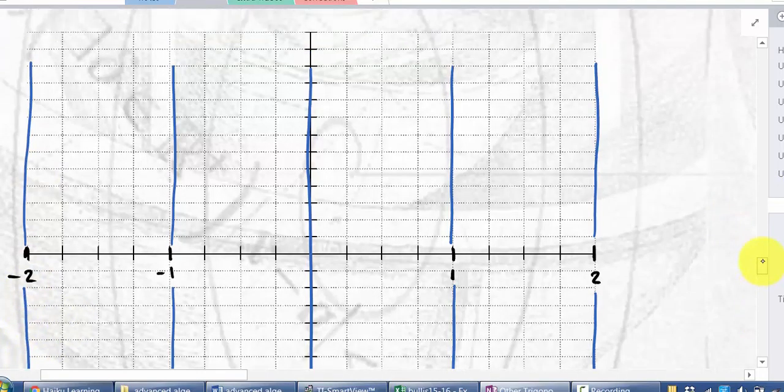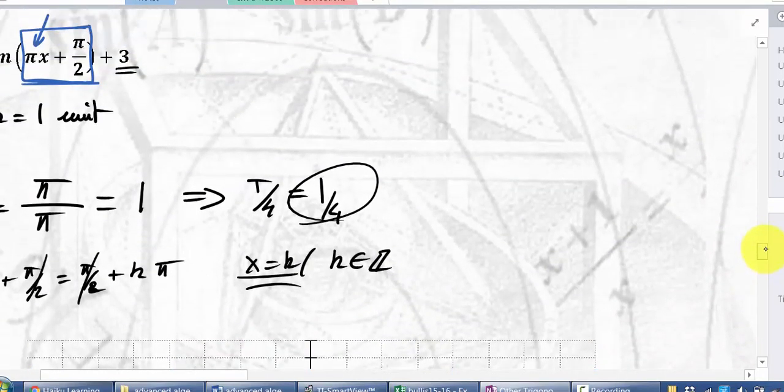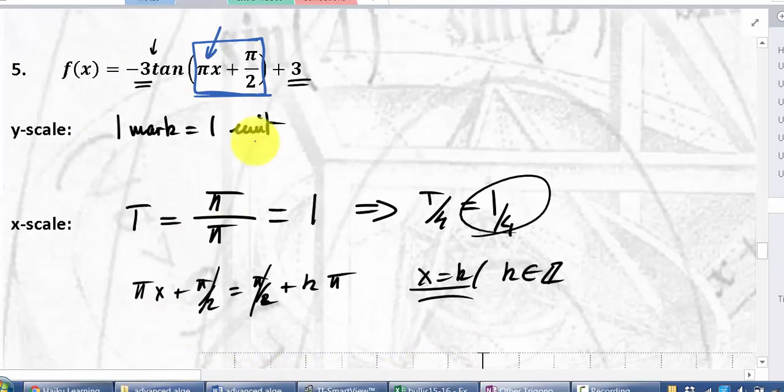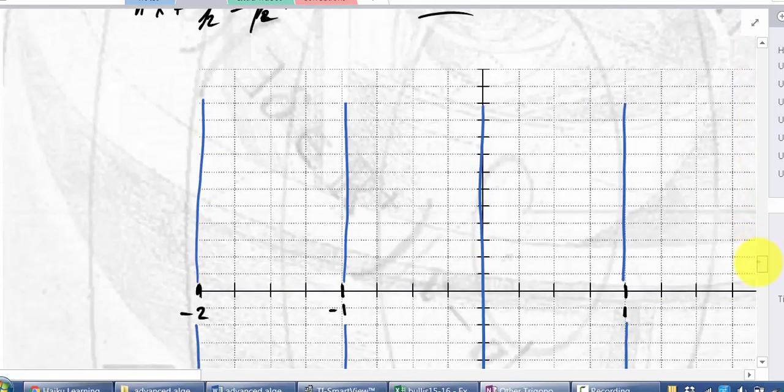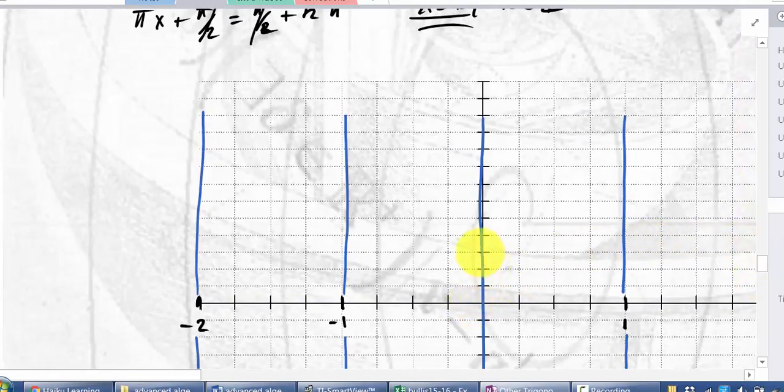Okay, so now what do we do? Where's my middle line now? We shouldn't say middle. There's really no middle, right? But my middle line is at plus 3. So 1, 2, 3. Here we go.